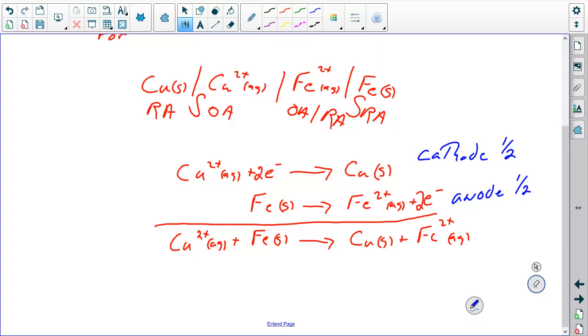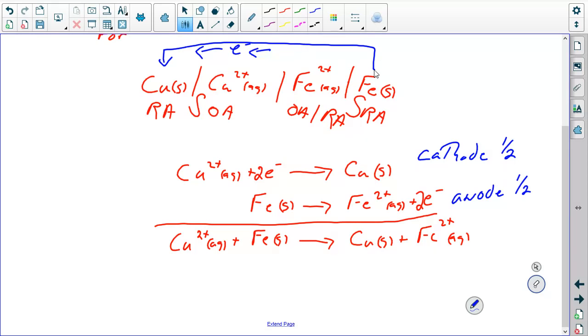Okay, so the electron flow goes from the iron anode to the copper cathode. The electrodes are the solid bits in the metal, or in the half cells. Yes, it's the copper 2 that's reacting, but it's the copper metal, the copper solid, that is the electrode, or in this case, the cathode.